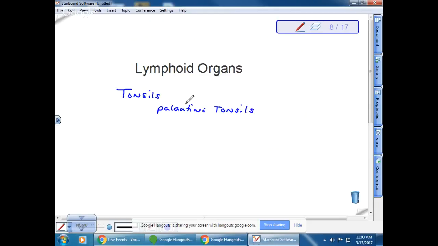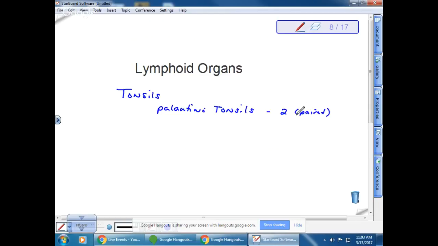Okay. So palatine is the bone, or the palatine bone, that makes up the hard roof of your mouth, right? And so this would be paired. You have two of these. So I'll put paired. So when you look down your throat and say, ah, this is what they're looking for. They're looking for your palatine tonsils, okay?